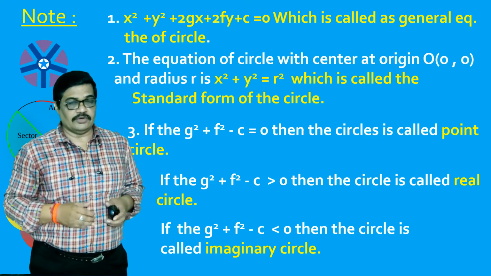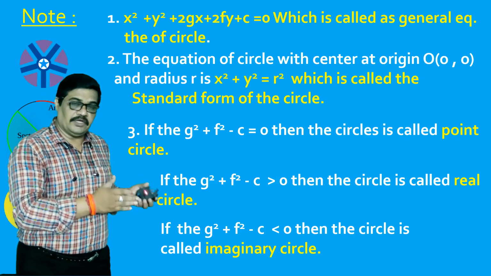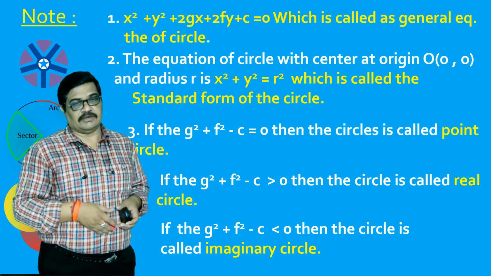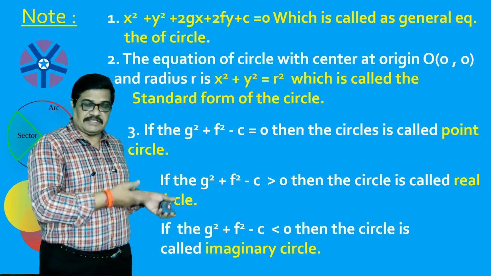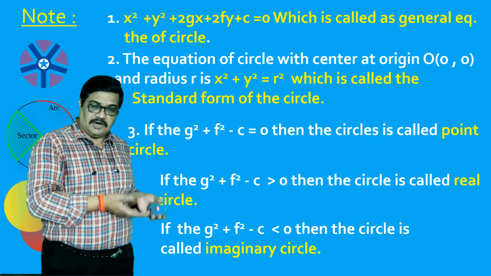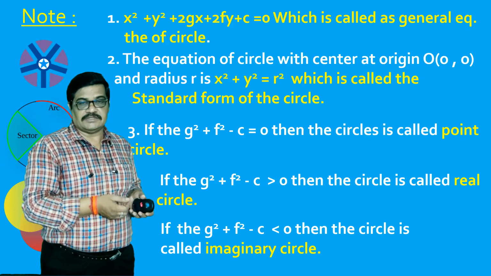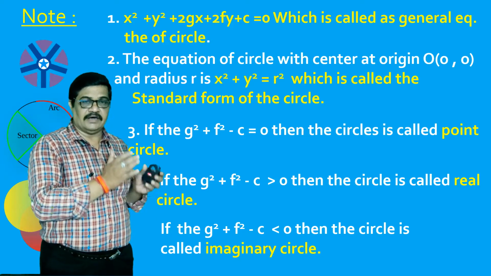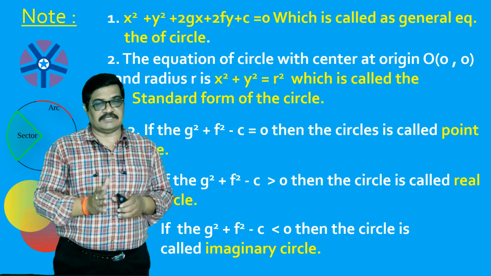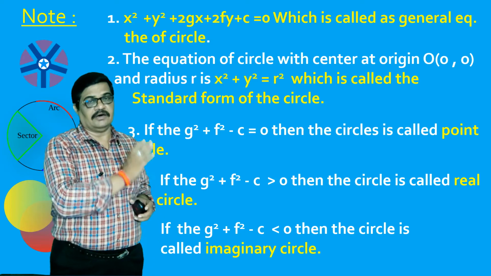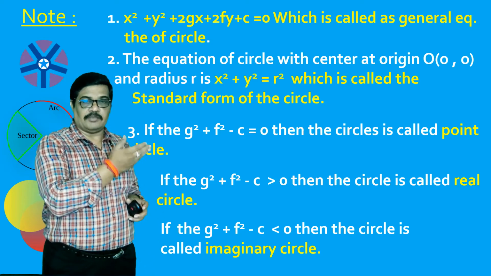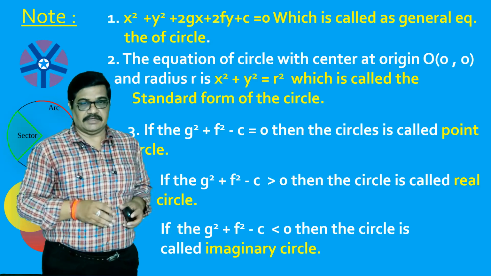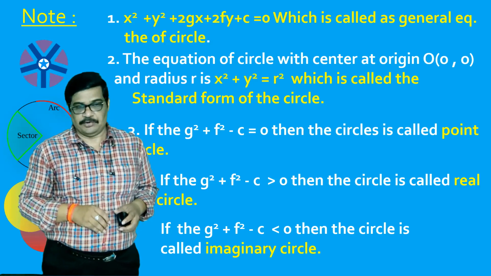So in objective questions, if you are given some equation of a circle and asked what the circle is, the options will be real circle, imaginary circle, point circle, or none of these. So we have to find g square plus f square minus c. Then we can decide whether the given circle forms a real circle, point circle, or imaginary circle. This concept is very important.